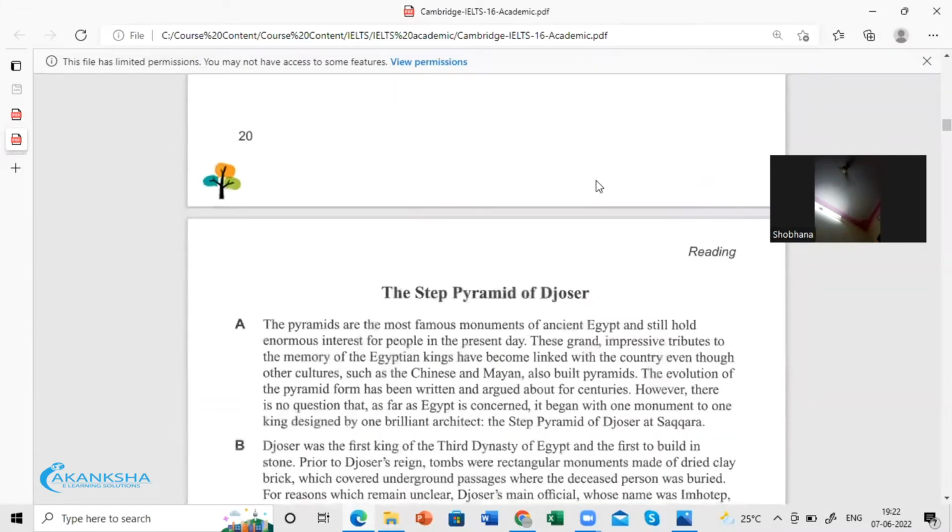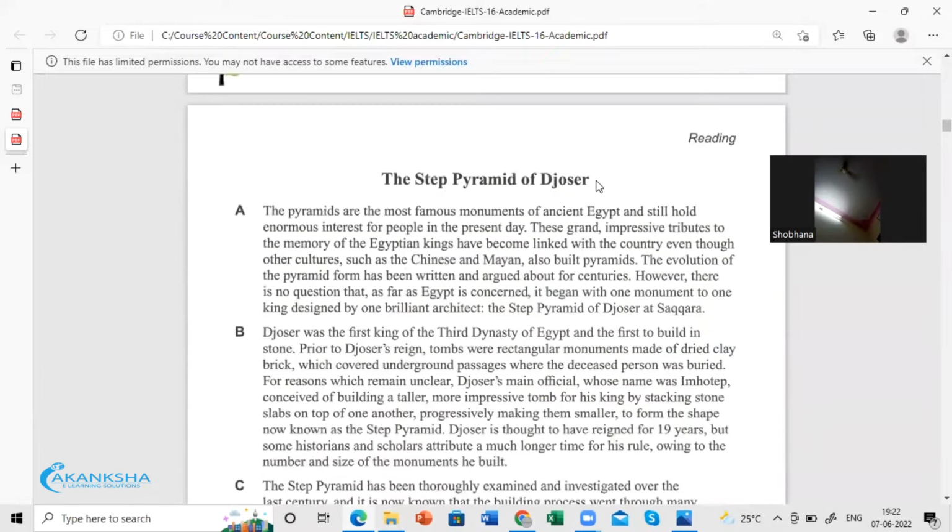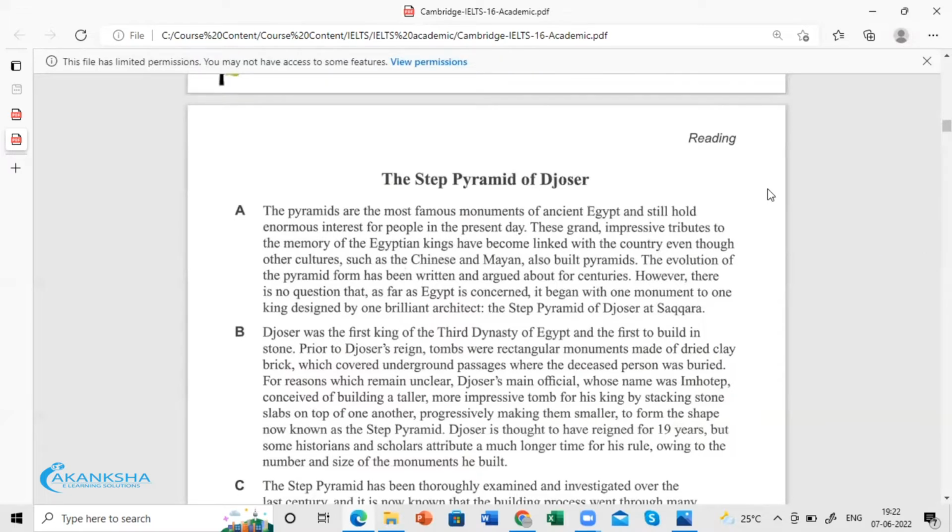Okay, so let's see the passage. The first thing that we see here is the heading, the step pyramid of Djoser. Okay, the step pyramid of Djoser. That's actually what this passage is all about.